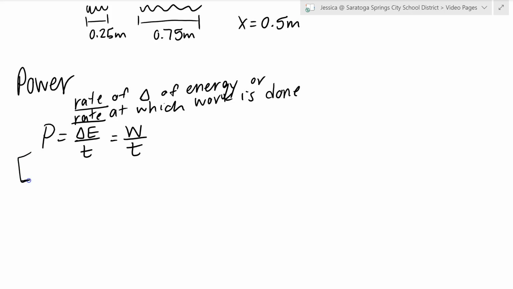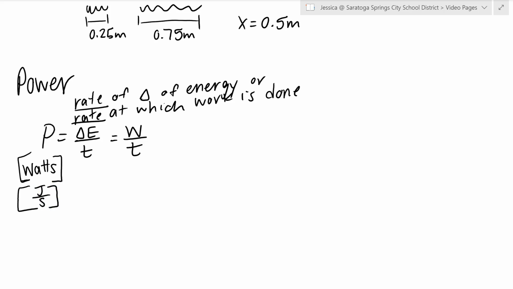It is measured in watts, just like your light bulbs. So if it's a 60-watt light bulb, that is the power output or how much energy it uses in a given amount of time. That's why the larger the wattage on your light bulb, the brighter it is, because it uses more energy. Okay, we can also measure this in joules per second.